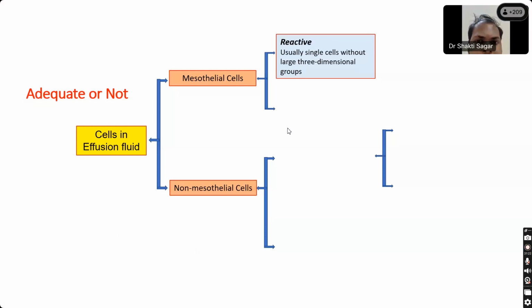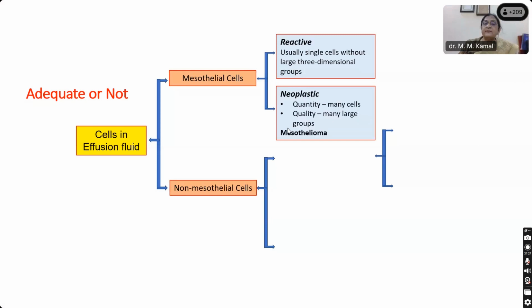Now, in the mesothelial cells, you can have them as reactive mesothelial cells, or you can have them as neoplastic. I'm just clicking it for you, you can read it out. And then you have to decide on the basis of the quantity and quality of these cells, whether there is a primary malignancy or a secondary malignancy. Then what are the other cells that you can get? Hematopoietic cells, non-mesothelial cells.